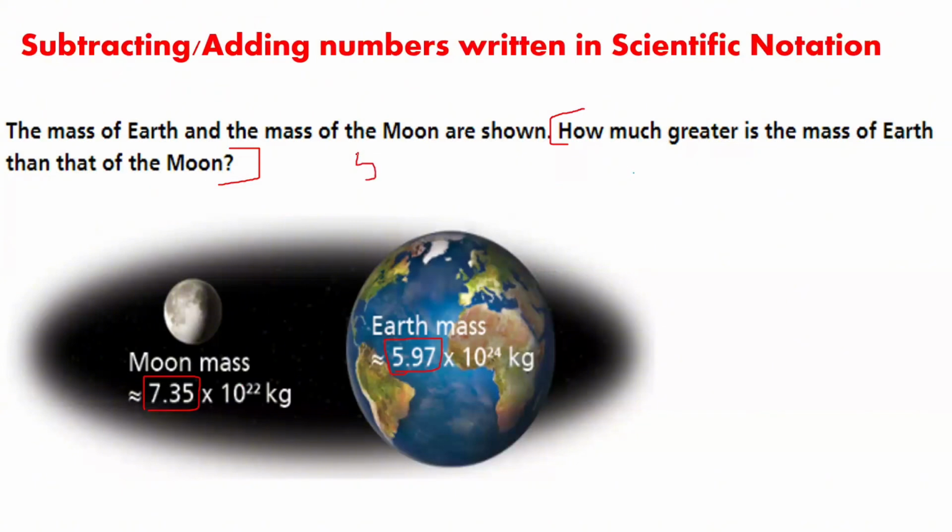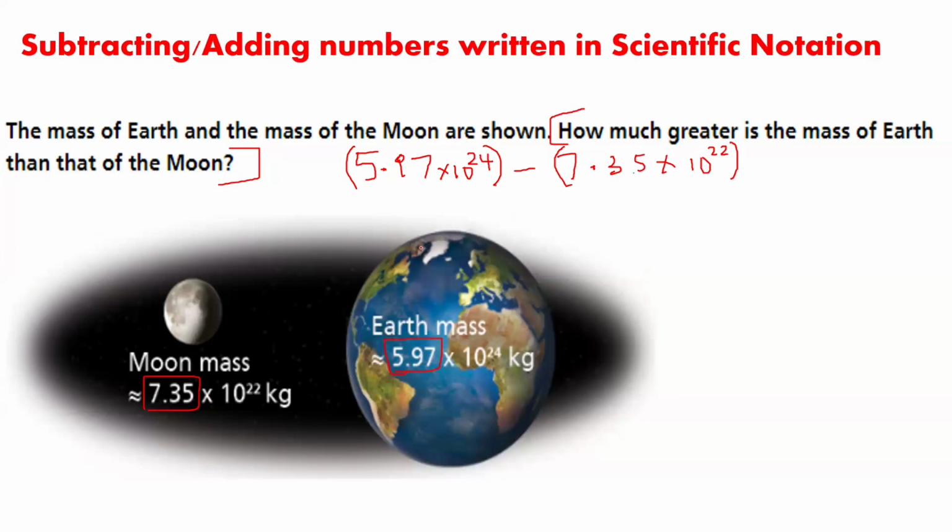Let me just rewrite our numbers here. 5.97 times 10 raised to the 24. And we are going to put that in a parentheses minus, because remember we said we are finding the difference. To find difference, we subtract 7.35 times 10 raised to the 22.